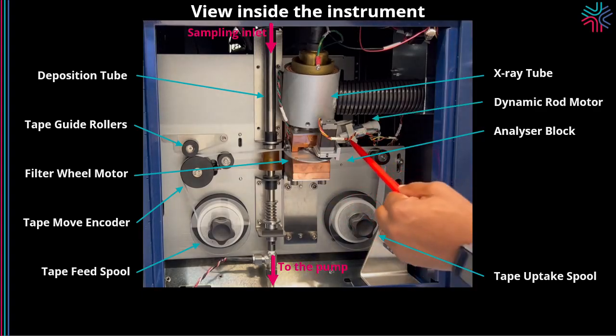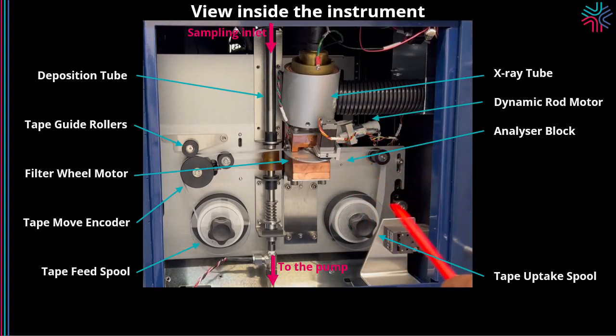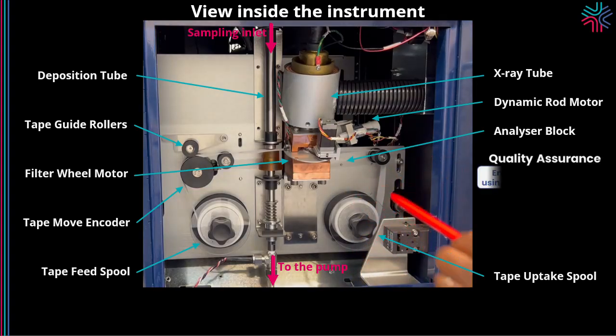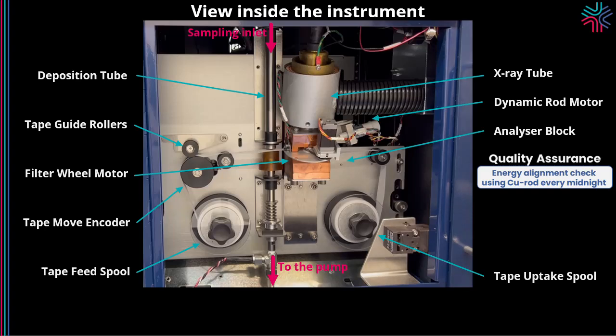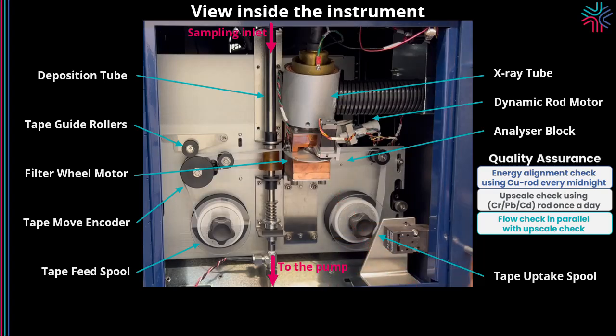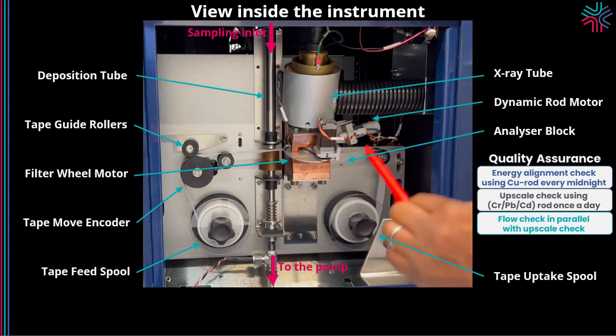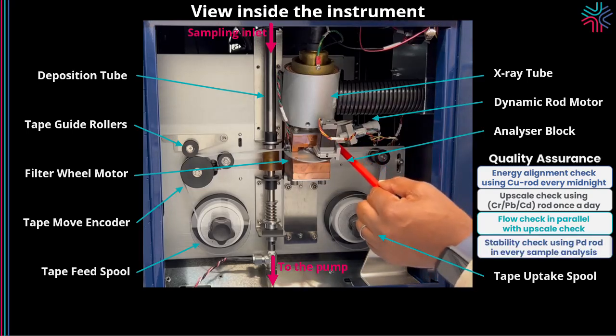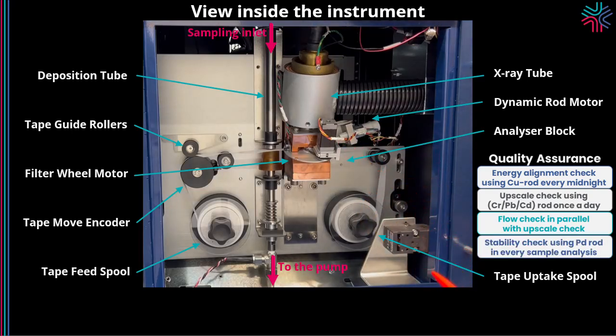So you have a dynamic rod here. The dynamic rod has also some elements, chromium, palladium, cadmium, for the quality assurance of the instrument. For instance, the copper rod takes some measurements each night to align the energy. The palladium rod is always placed in the excitation chamber in each of the measurements, as an internal standard. Check if the excitation and the detection are working very well. They are all within this dynamic rod, which moves in and out of the setup.